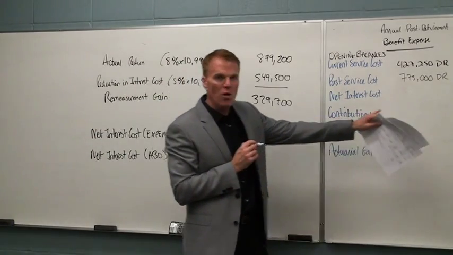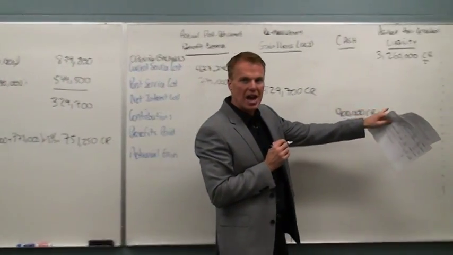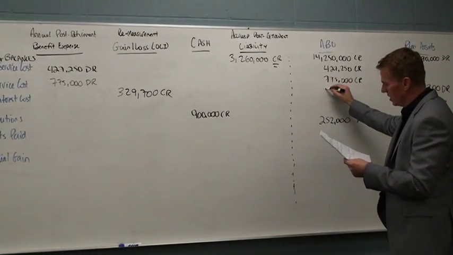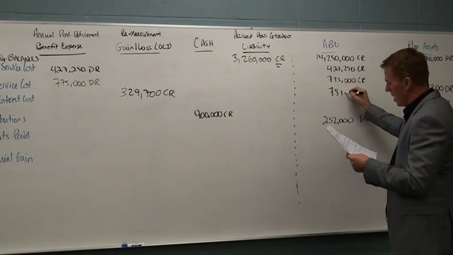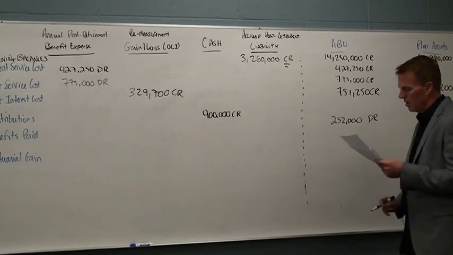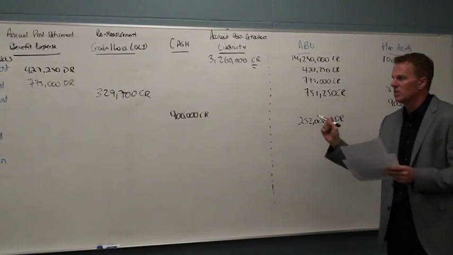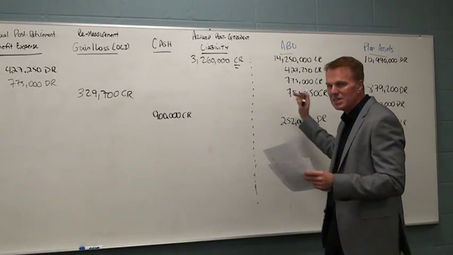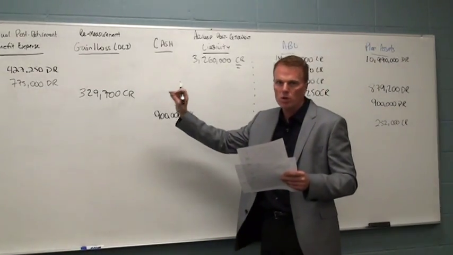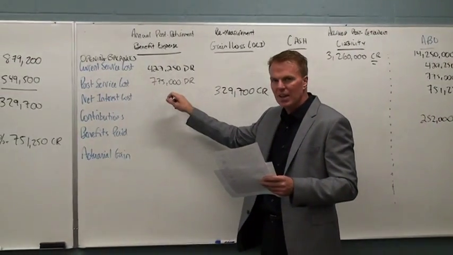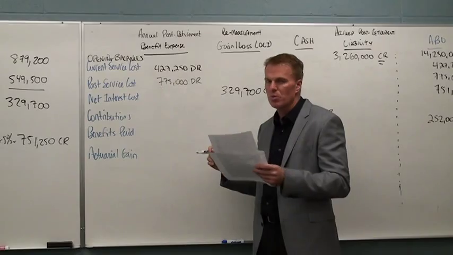So over here now, what we're going to do is add this to our benefit obligation here, $751,250. Now, we're almost there. And remember, debits must equal credits. We're missing one more figure. So let's move over here and we'll calculate it. It's the net interest cost. This number here we're missing.